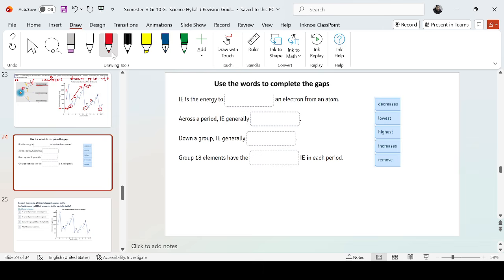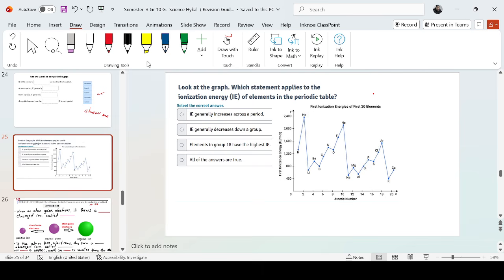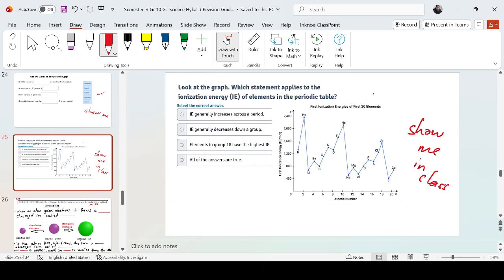We completed this. We did this earlier. Show me in class. Show me as well. Get the answer here from electronegativity. Show me the answer in class.